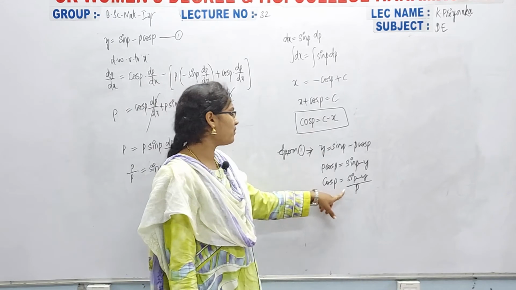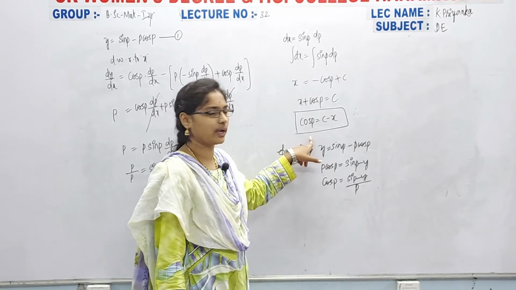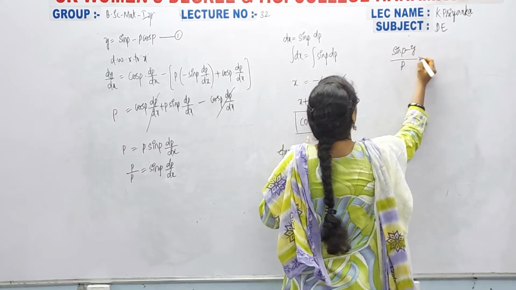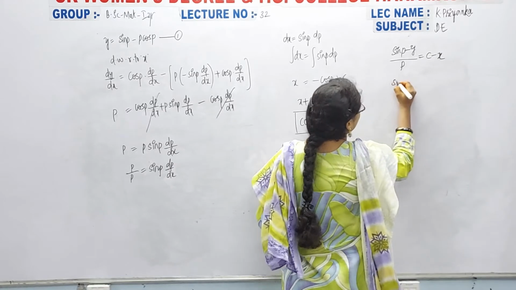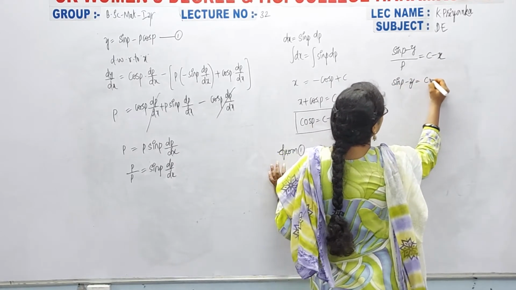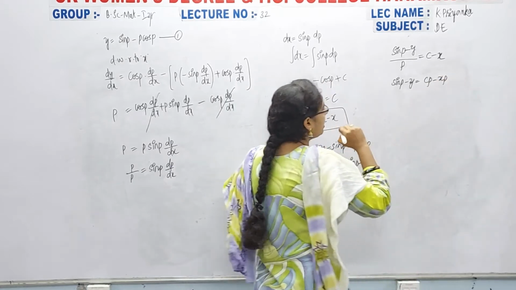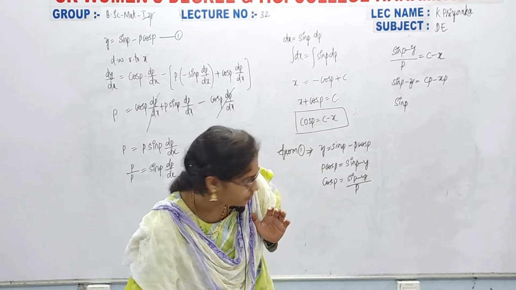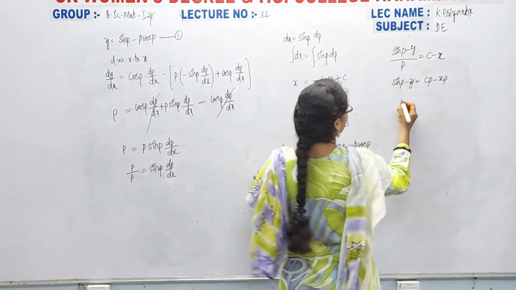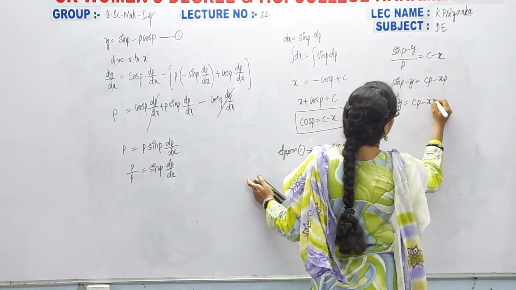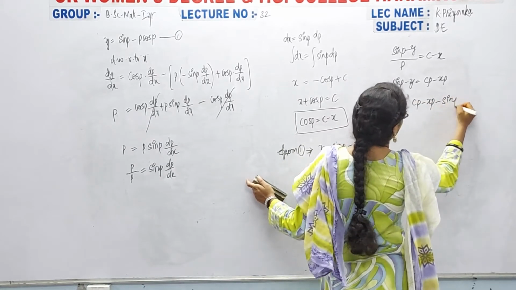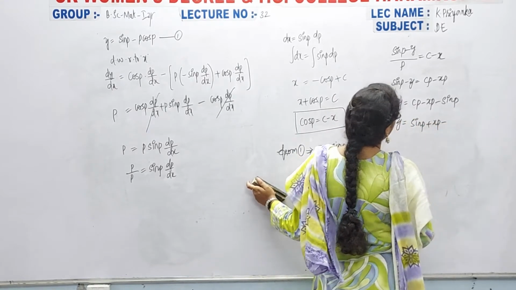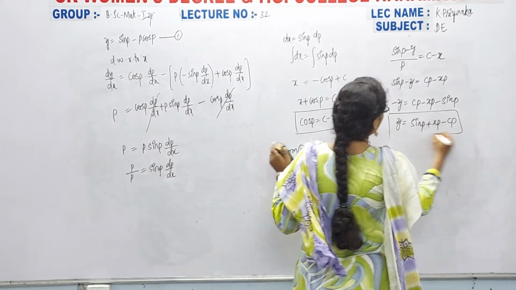Now if you want to substitute this value here, then you can. Then what will we get here? (Sin P minus y) by P equal to C minus x. Then sin P minus y equal to Cp minus xp. So sin P minus y equal to Cp minus xp, and minus sin P. Therefore y is equal to sin P plus xp minus C. This is the value of y.